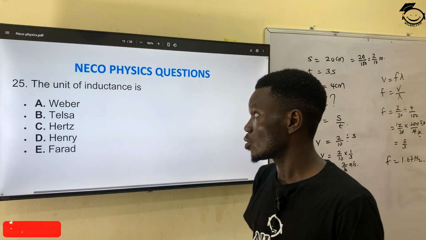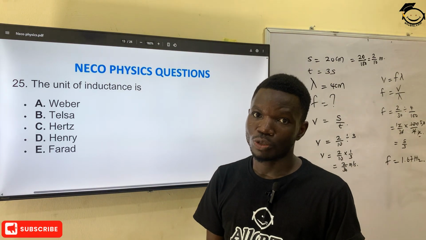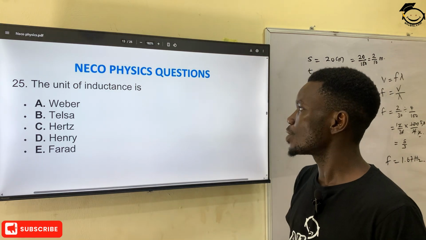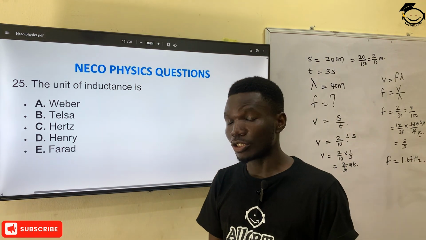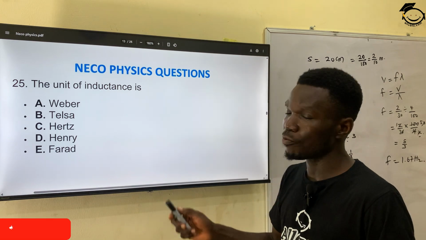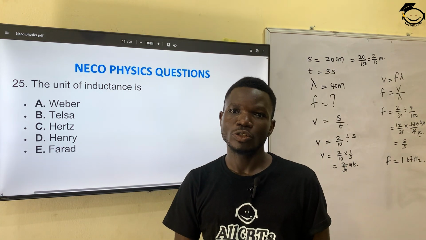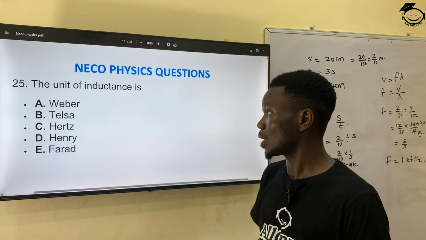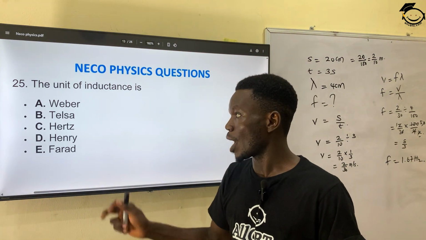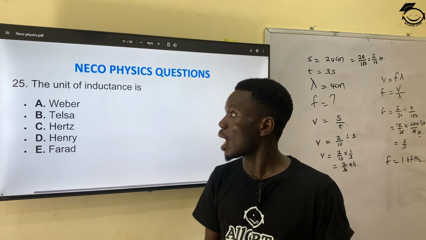So that takes us to question number 24. Question number 24 says, the unit of inductance is dash. The unit of inductance is Henry, named after Sir Joseph Henry, which is the same thing as saying Weber per ampere. 1 Henry is equal to 1 Weber per ampere.